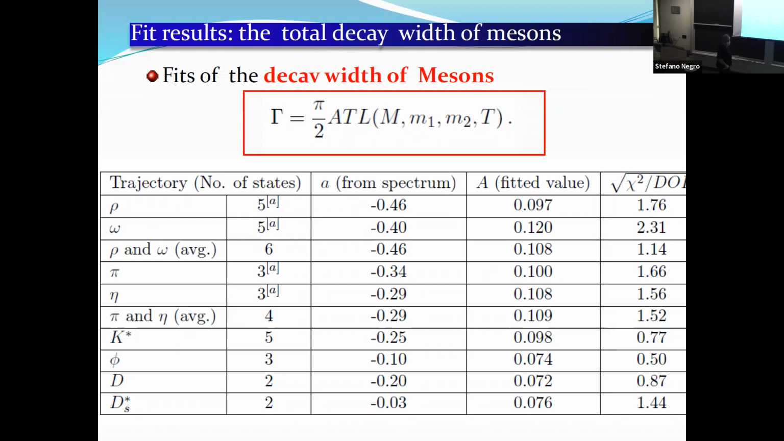But why is the average of pi and eta minus 0.29 and not a number in between 0.34 and 0.29? I mean, you have the same number of states, right? So I was just trying to understand what you mean by average. Well, averaging where? Say the pi and eta average, right? So instead of doing it separately, we took both of them, and here we took exactly the value for eta, and since the pi doesn't count.